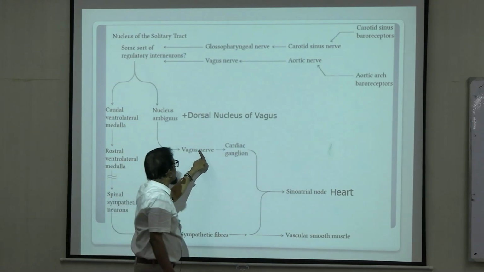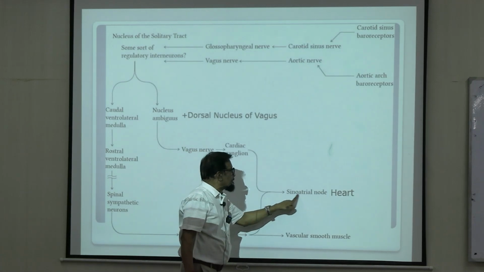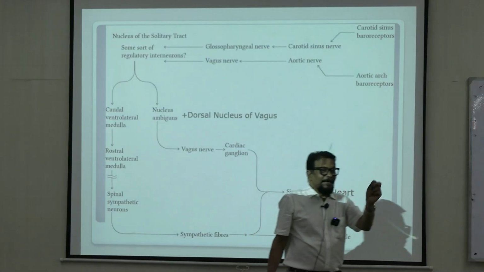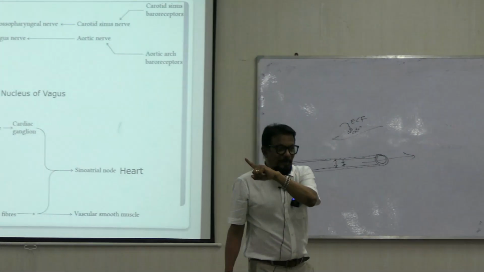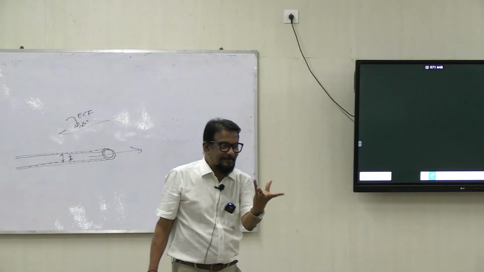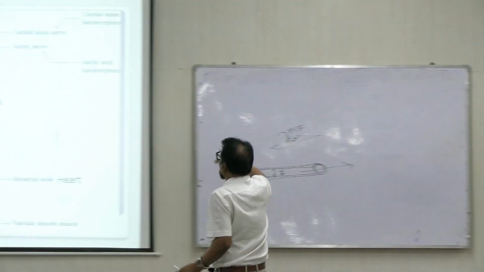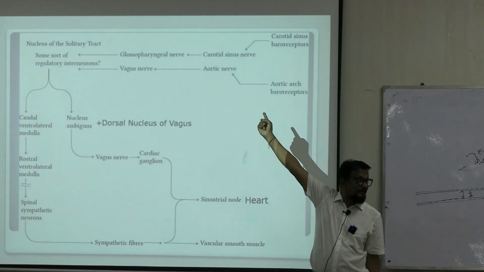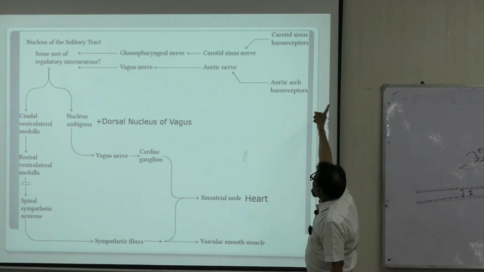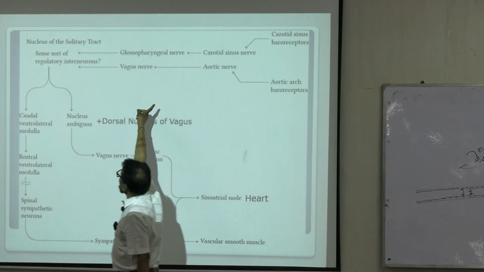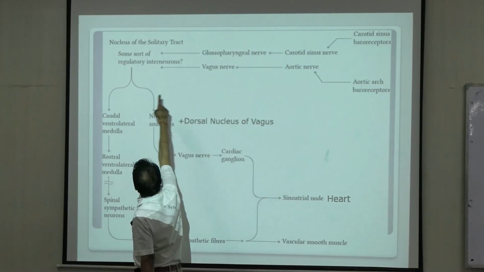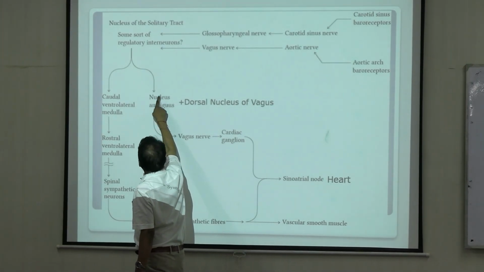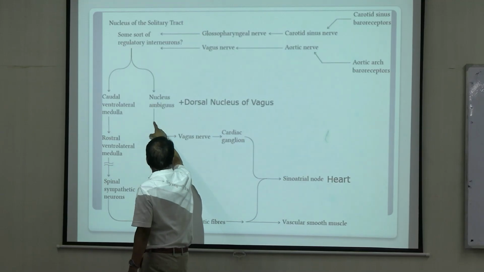The vagus nerve through cardiac ganglia will enter the SA node of the heart. It will liberate acetylcholine, and we have seen in your practical exam that acetylcholine reduces cardiac activity. Why are they stimulated? Because of increase in cardiac activity and increase in blood pressure. When there is increase in blood pressure, through this path the impulse comes to the NTS. From the NTS it stimulates the nucleus ambiguus, from which the vagus nerve originates.